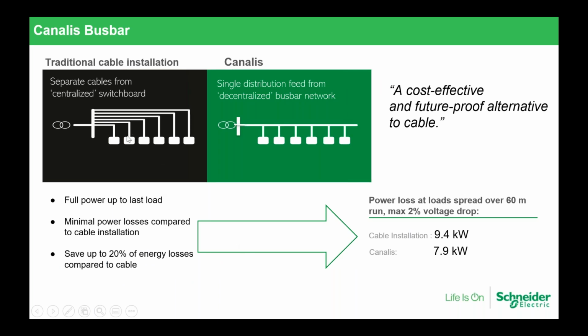I hope this will explain a little better the difference between centralized and decentralized. Here, centralized, we have the cable distribution. You have the main transformer. From the main transformer, you go with cables to the main switchboard, and from the main switchboard, every cable is used to distribute energy to individual panel boards or distribution boards. And this is what you can do with the Canalis Busbar.